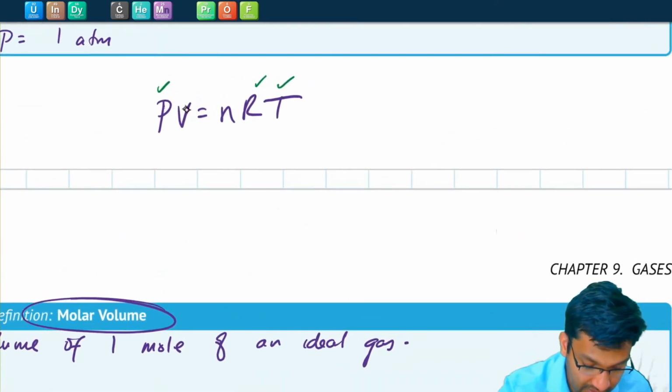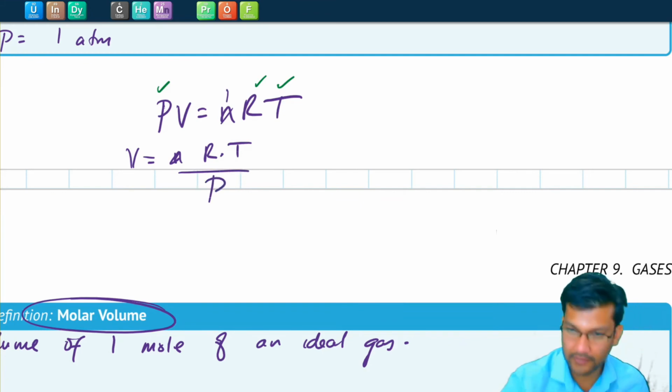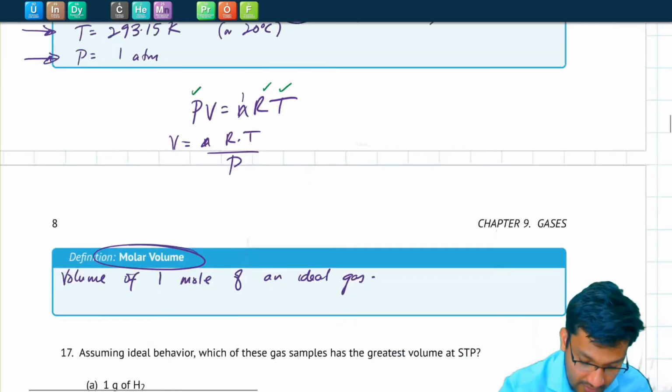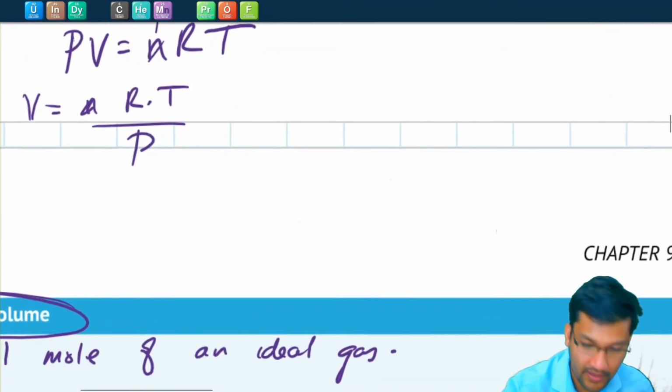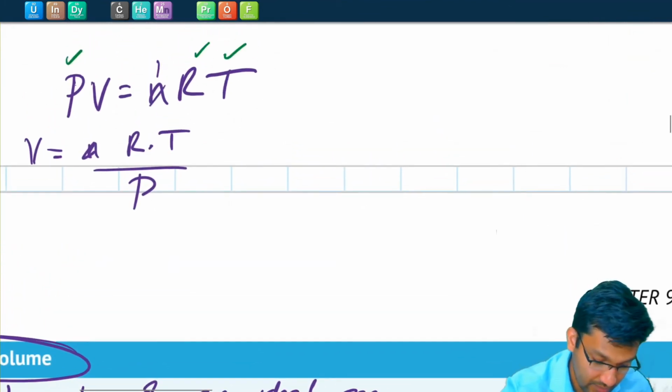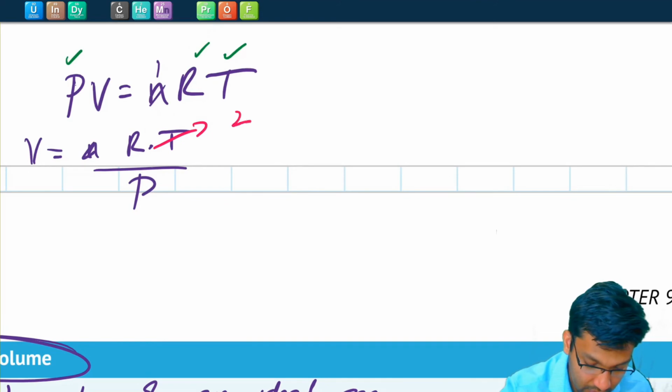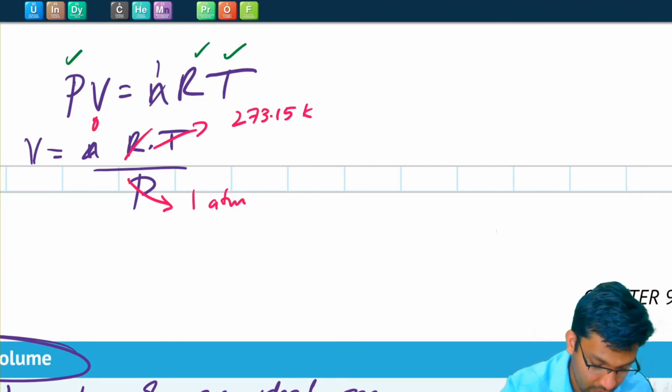So to do that, we need to solve for the volume of 1 mole. So we set n equals 1 and we solve for V. So V is equal to 1 times R times T divided by P, right? Now, if we're solving this at, let's say, standard temperature and pressure, it means that T would be 273.15 Kelvin and P would be 1 atmosphere. And we know what R is, right? It's 0.08206 liters times atmospheres divided by mole times Kelvin.